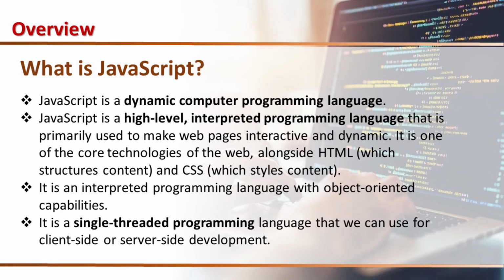JavaScript is a dynamic, high-level, interpreted programming language primarily used to make web pages interactive and dynamic. It is one of the core technologies of the web, alongside HTML, which structures content, and CSS, which styles content. JavaScript is an interpreted language with object-oriented capabilities and is single-threaded. It can be used for both client-side and server-side development.